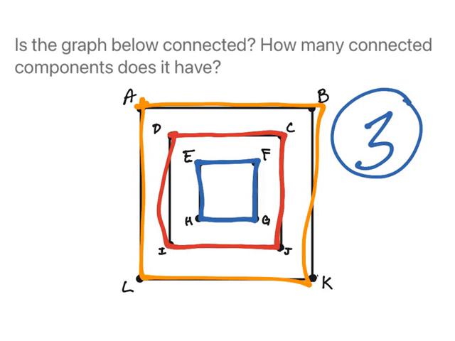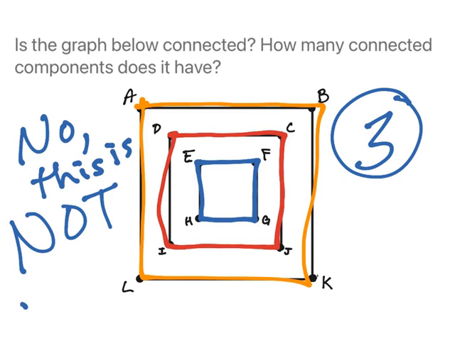This has three connected components, and no, this is not connected. Because when I went to draw the entire graph, I had to pick up my pencil twice. So there are three connected components for this entire graph. And that's how you can tell whether you have a connected or a disconnected graph.